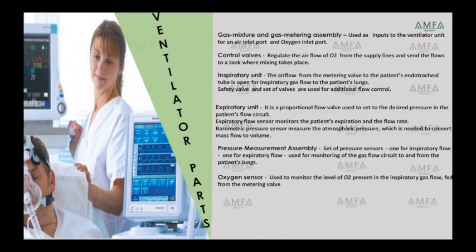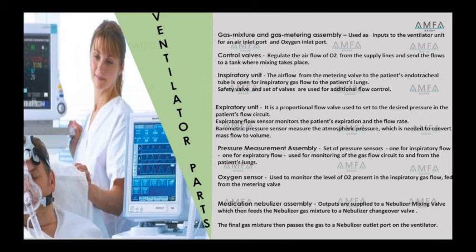Then the oxygen sensor, which monitors the level of oxygen present in the inspiratory gas flow fed from the metering valve. Then the medication nebulizer assembly. Outputs are supplied to a nebulizer mixing valve, which then feeds the nebulizer gas mixture to a nebulizer changeover valve. The final gas mixture then passes to a nebulizer outlet port on the ventilator.